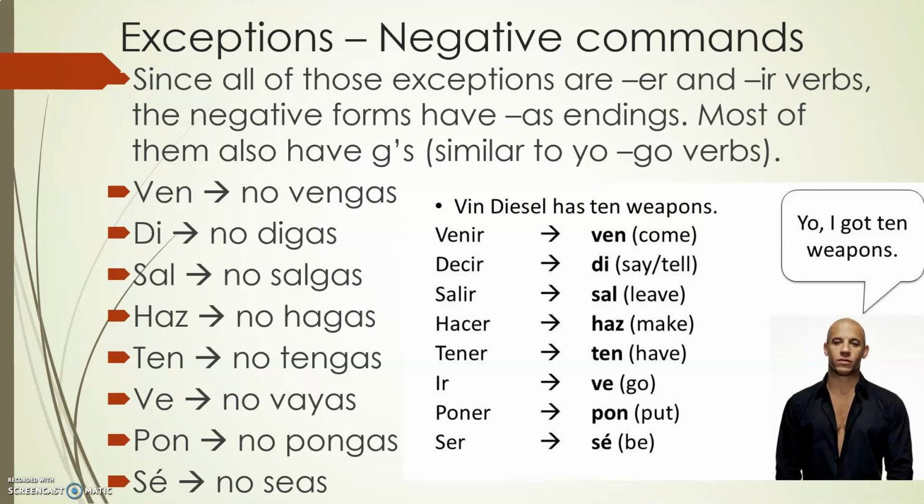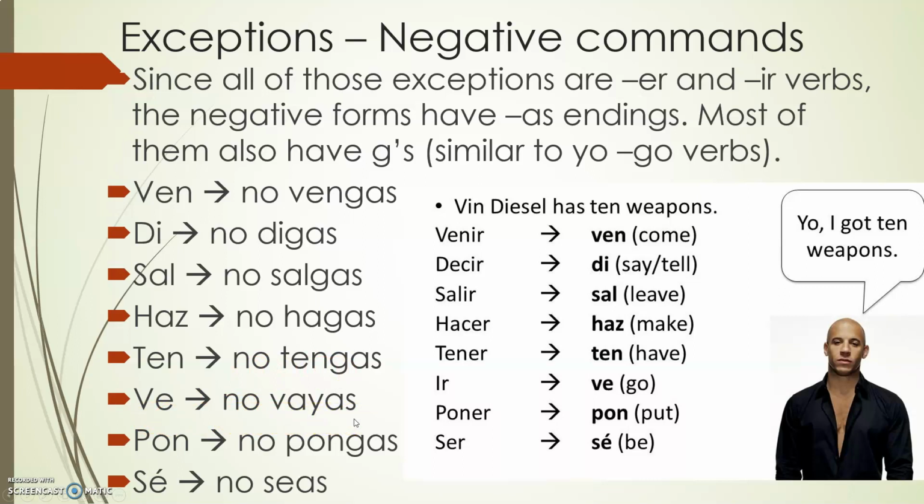All of those have a negative form, and a lot of them have random G's in them. Okay, remember the yo go verbs like digo, oigo, tengo? That also happens in the imperative form. The negatives have G's. Not all of them, but a lot of them. So ven turns into no vengas, di, no digas, don't say. Sal, no salgas, don't leave. Haz turns into no hagas, ten turns into no tengas, ve turns into no vayas.